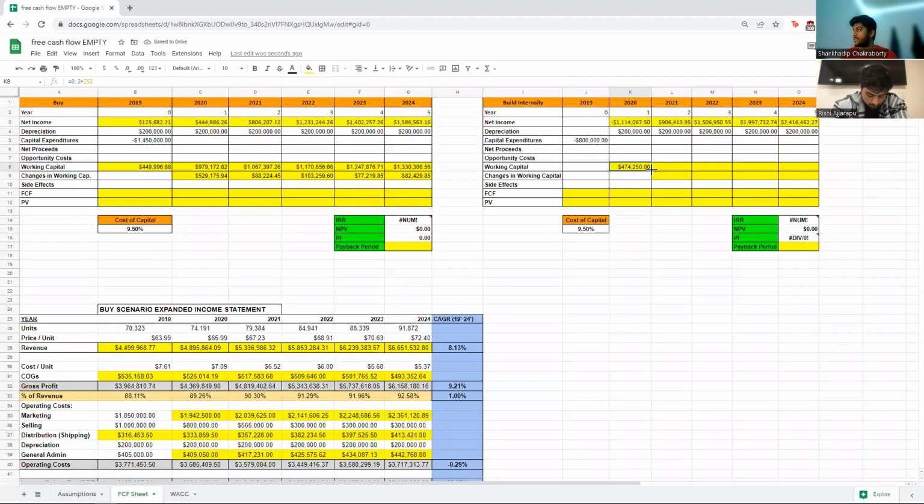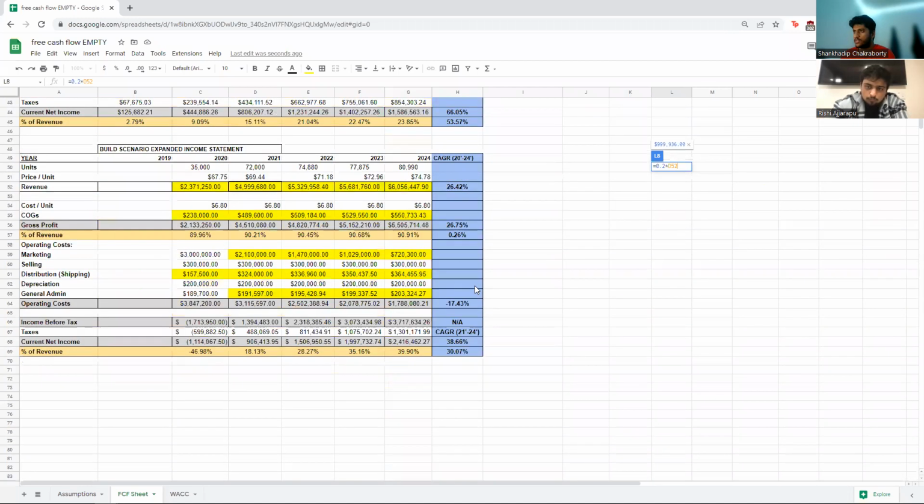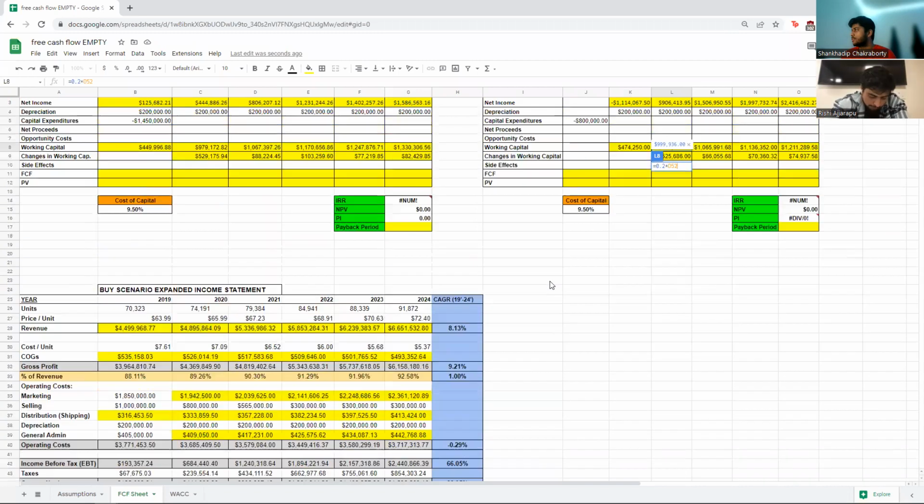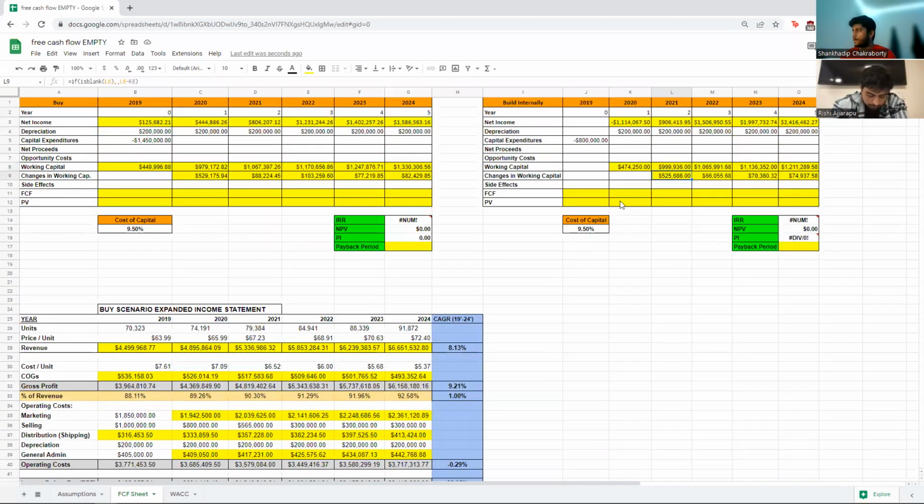We have that. If I drag this across, it should work. I believe that's the correct number. 1552. Yes, 2021. Okay, so we have changes in working capital. Now we can calculate our cash flows. So this is the future value of our free cash flows. It's not just FCF because we haven't present valued it. This is what it would be without the discount rate.